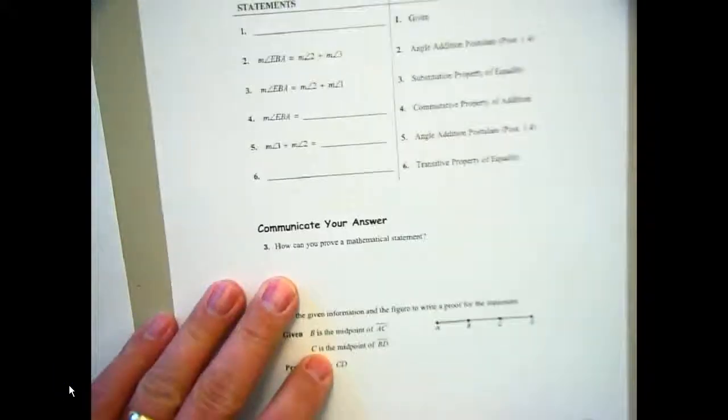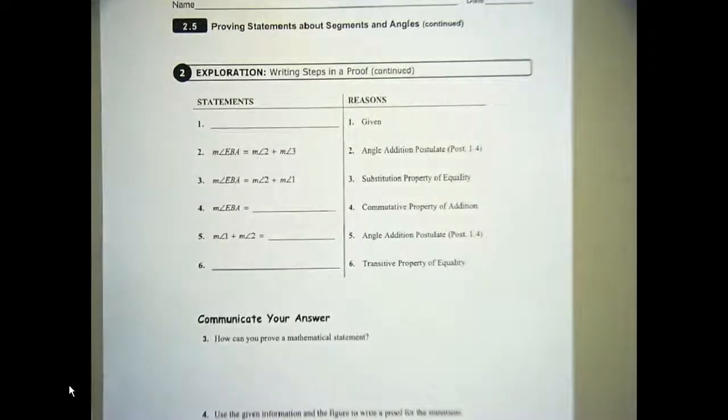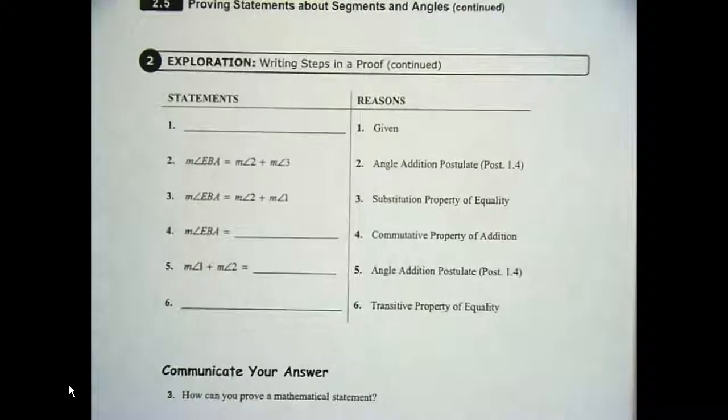So let's get you and your groupies. Come on up here. Put up the answers for Exploration 2, and then we'll go through them. All right? Here you go.